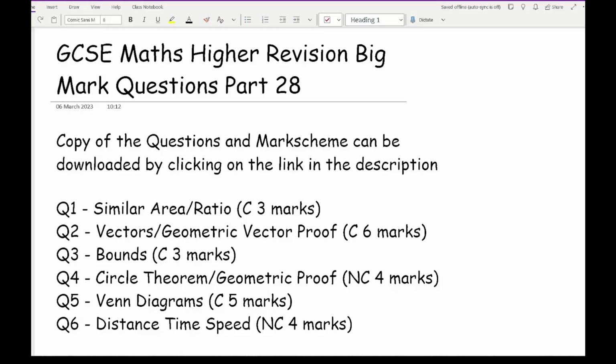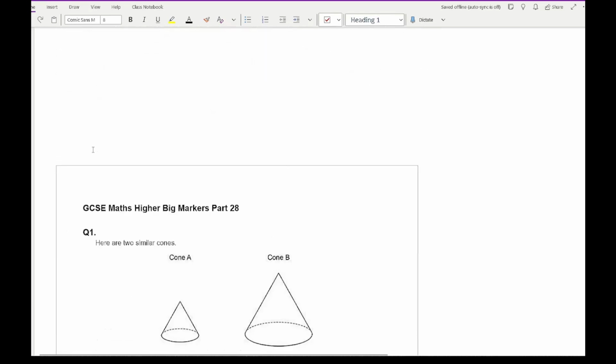So looking at the question breakdown of the six questions we're going to go through in this video, you can see that we've got quite a nice mix of different questions, and also that there is some crossover in some of the questions that involve more than one topic, and they do tend to go hand in hand with each of those topics. So similar area and ratios is quite common. Vectors and geometric vector proof again will go hand in hand, and circle theorems and geometric proof again go quite hand in hand. So let's get started on these questions.